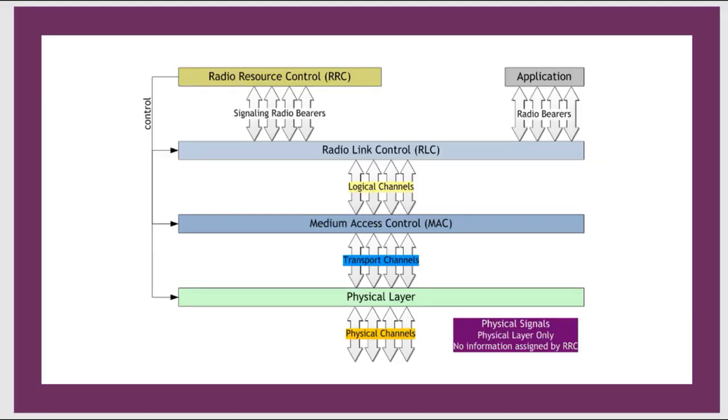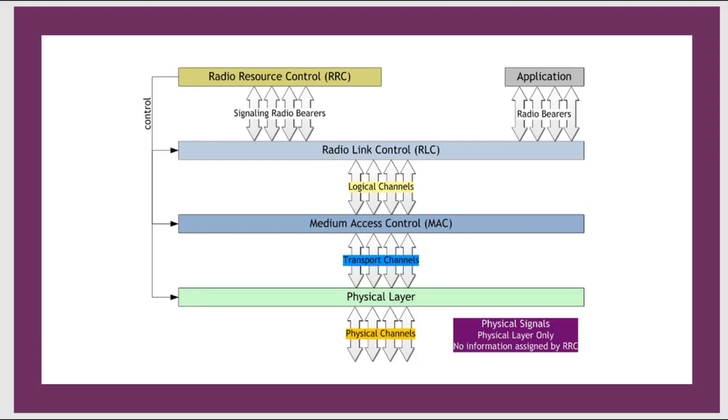This diagram describes the overall structure of the LTE air interface. As we have seen before while discussing the LTE air interface protocol structure, we have RRC, that is radio resource control, at the top, which is responsible for its actions in the control channel, and we have the application layer, which is actually generating the data which is carried over by radio bearers here.